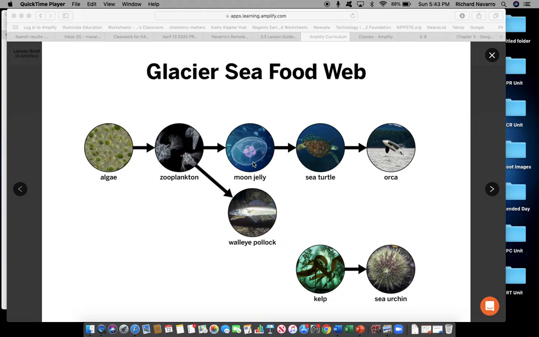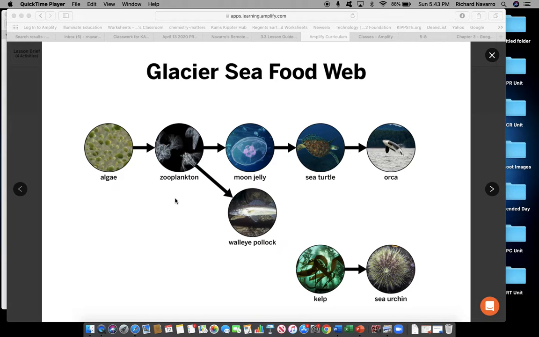What other populations might affect the size of the jelly population? Could it be the orca, the algae, the walleye pollock? We'll notice that the walleye pollock and the jelly populations are actually competing for the same resource population. The orca and the algae are not competing with the jellies, but they are indirectly connected on the food web.